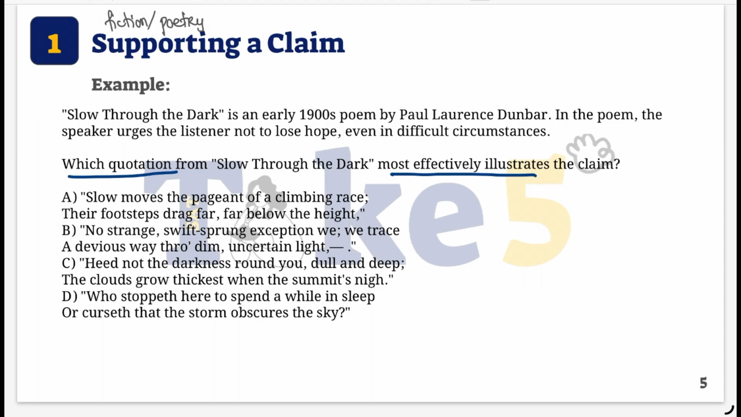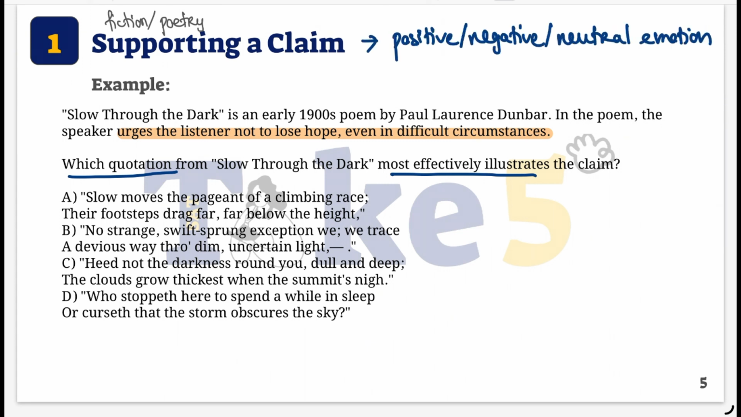For example, with this one, they already tell us the intention of the poet, which is to urge the listener to remain hopeful even in tough situations. Usually, figurative quote answers are harder to classify, whether they support, contrast, or are unrelated to the intention. Most of the time, you want to look for the positive, negative, or neutral emotion or structure conveyed in the poem and see if it aligns with the message intended by the author.